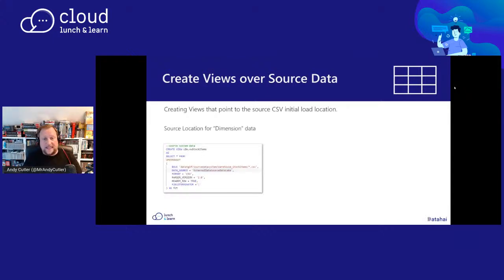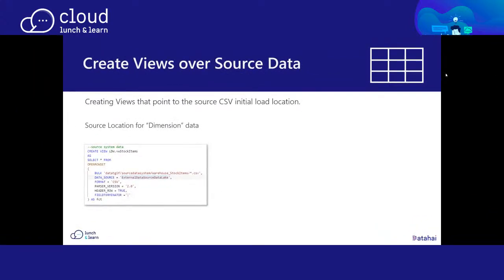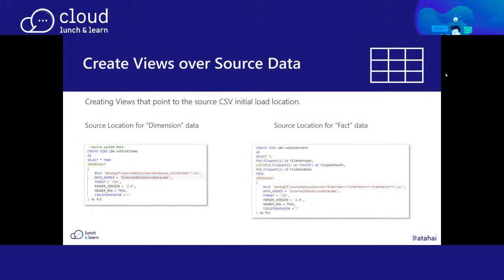So for our initial load, what we want to do is create some views over data that's in our data lake. So we're going to create a view. As you can see, it's using CSV files. We've specified the data source, which is the data lake URL, and a folder in which we've got our CSVs stored. I'll do that for the fact data as well.